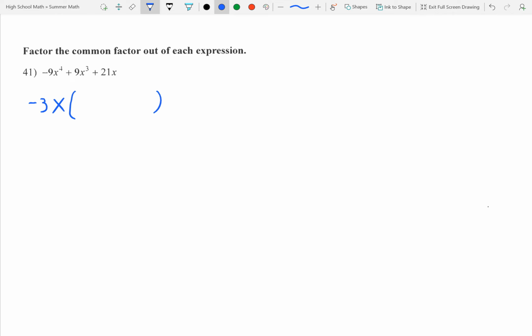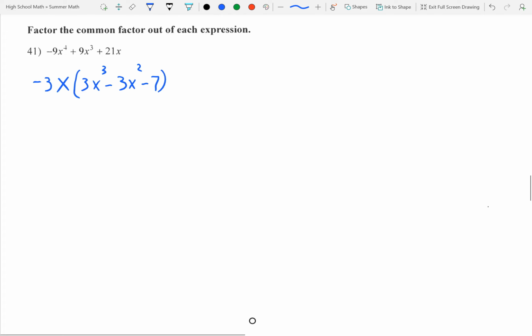Negative 9 divided by negative 3 is a positive 3. X to the fourth divided by x to the first is x to the third. 9x cubed divided by negative 3x will be a minus 3x squared. 21x divided by minus 3 will be a minus 7. And I don't believe we're going to be able to factor this one any further than it currently is.